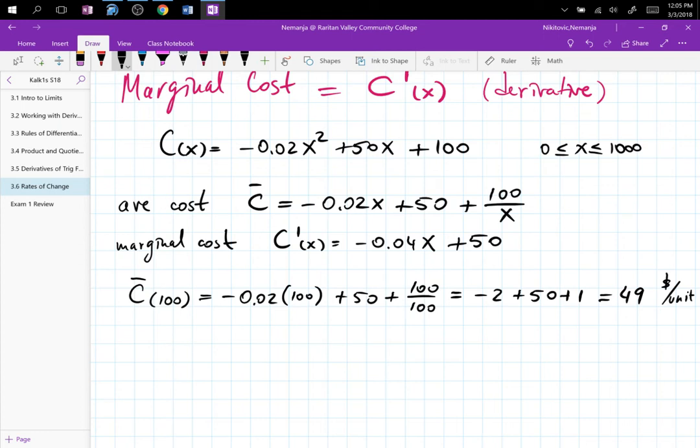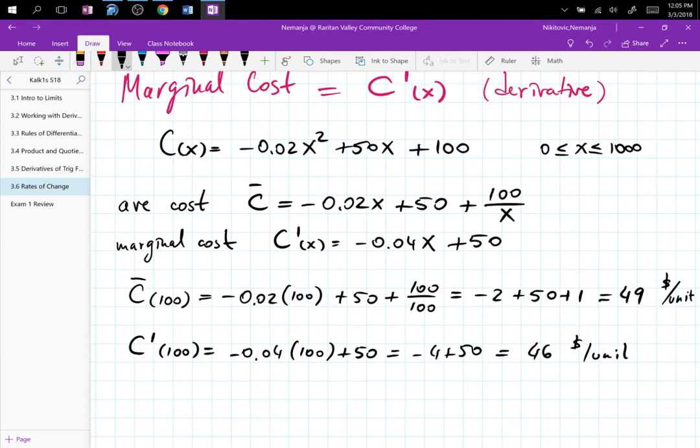And then you have the C prime, which is the marginal cost. And that is going to be negative 0.04 times 100 plus 50. That is going to be negative 4 plus 50, and you see that that one is $46 per unit. Now, what is this number, 46? We understand that the 49 is the average of all units made. So it's like 49, on average, per unit. What's the 46?